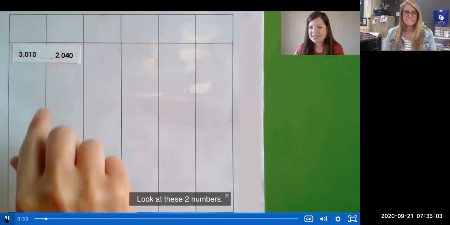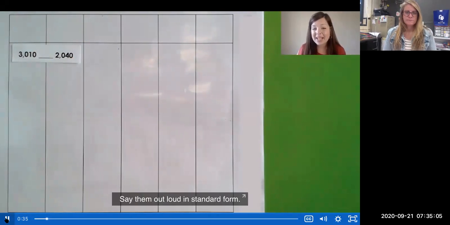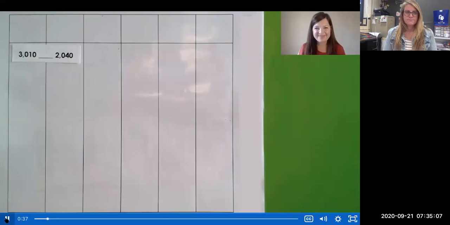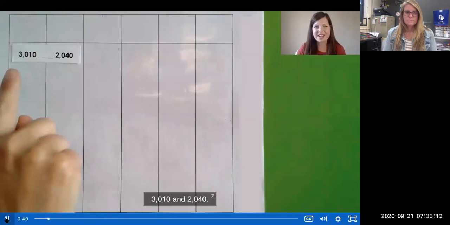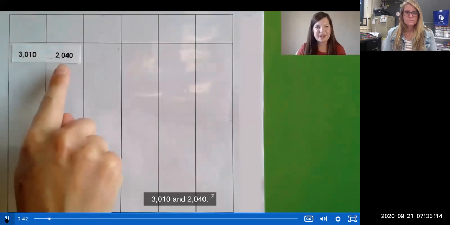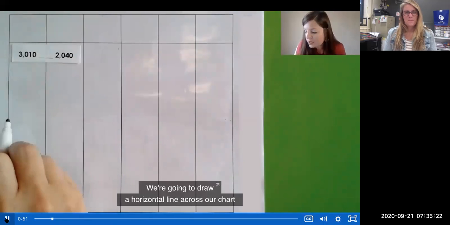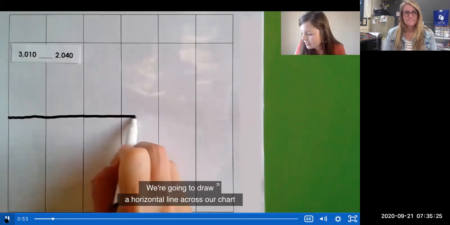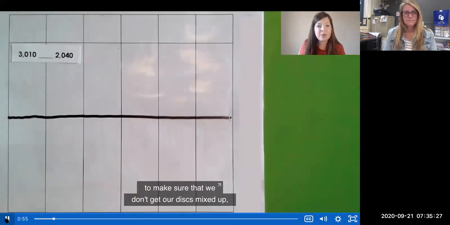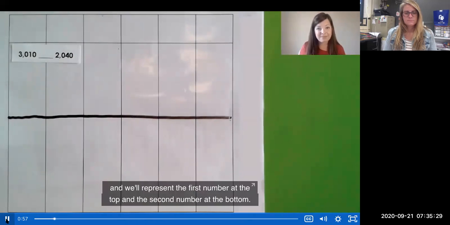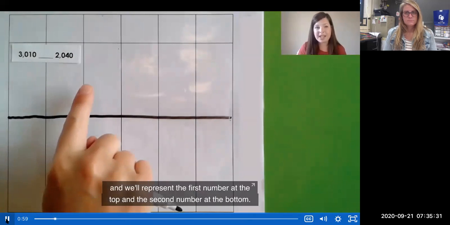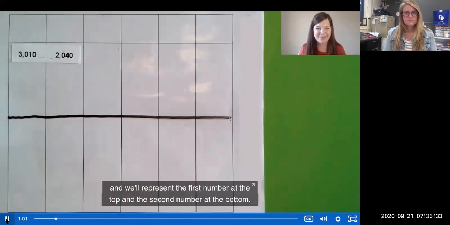Look at these two numbers. Say them out loud in standard form. 3010 and 2040. We're going to represent each of these numbers on our place value chart using place value discs. We're going to draw a horizontal line across our chart to make sure that we don't get our discs mixed up, and we'll represent the first number at the top and the second number at the bottom.